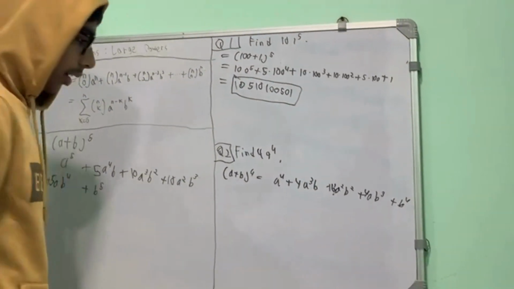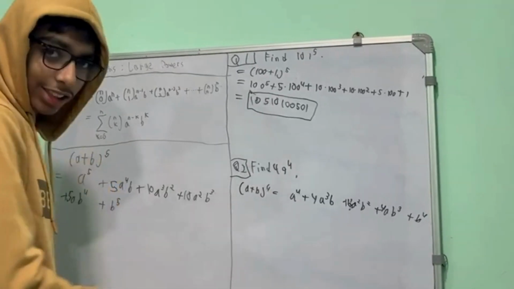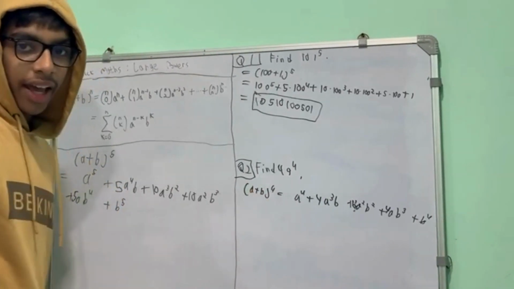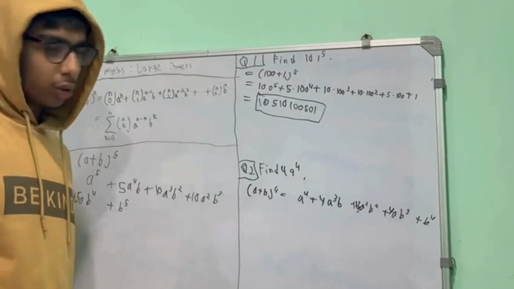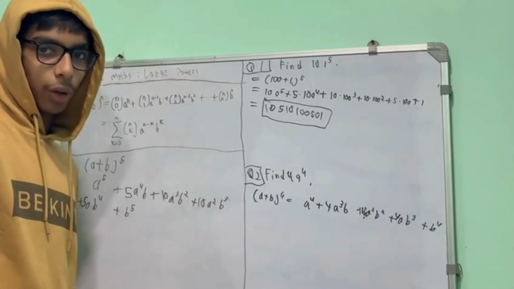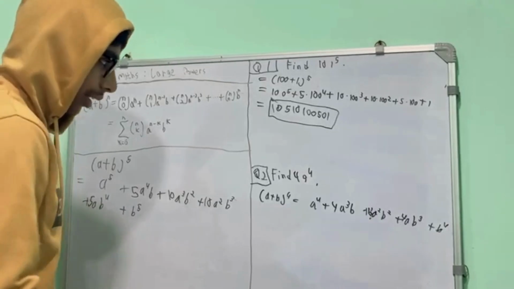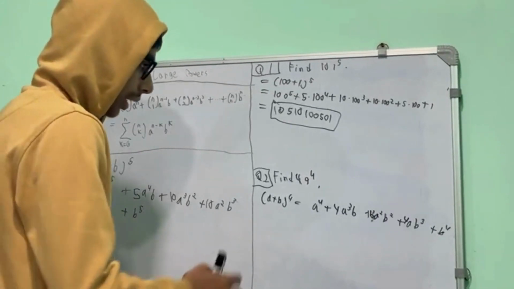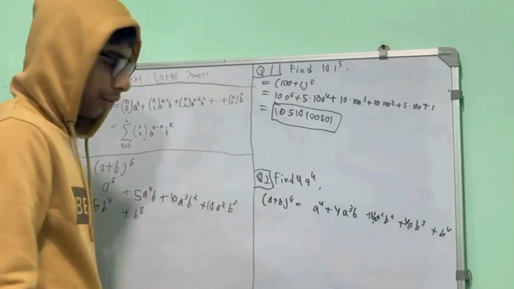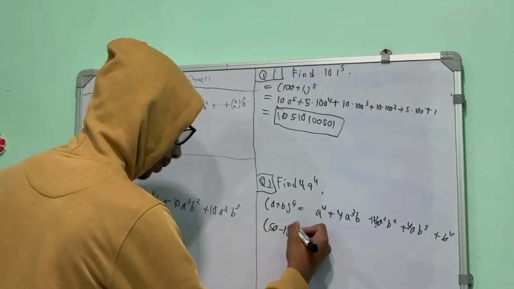So as I said, now we are going to find out 49 to the power 4. We have an expansion of a plus b to the power 4. And you can do this in 2 ways. First of all, you can notice that this is 40 plus 9 to the power 4. But that will require a little more work because 40 and 9 aren't as easy to deal with. You can notice that this is much closer to 50 than it is to 40. So we can write it as 50 minus 1 to the power 4.